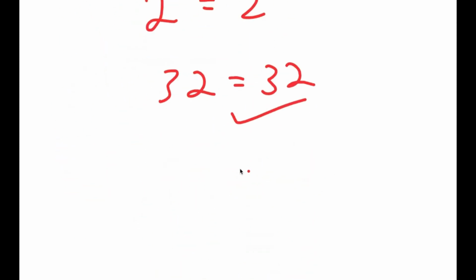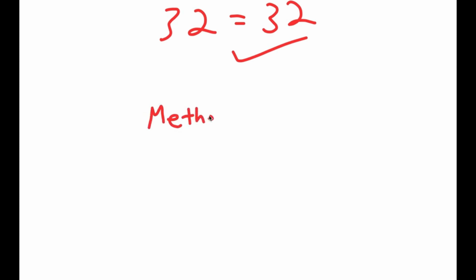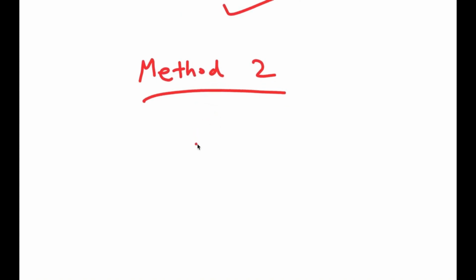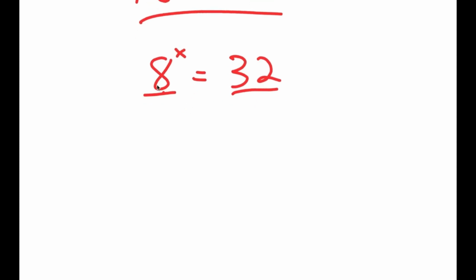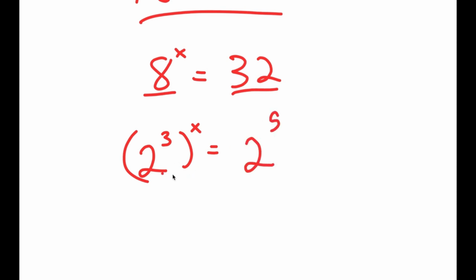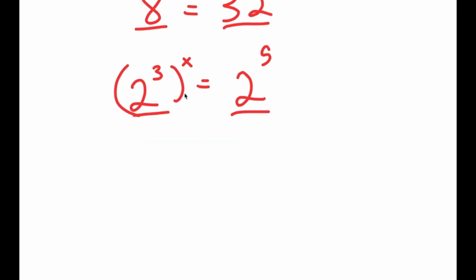This is right. Now, I also have a second method of solving this problem. For the second method, we have the same equation, 8 to the power of x is equal to 32, and this is a simpler method. For this method, I'm just going to start by rewriting these two numbers. So 8, I'm going to rewrite as 2 to the power of 3, and 32, I'm going to rewrite as 2 to the power of 5. So I'm rewriting both of these as the same bases, which makes them much easier to solve.